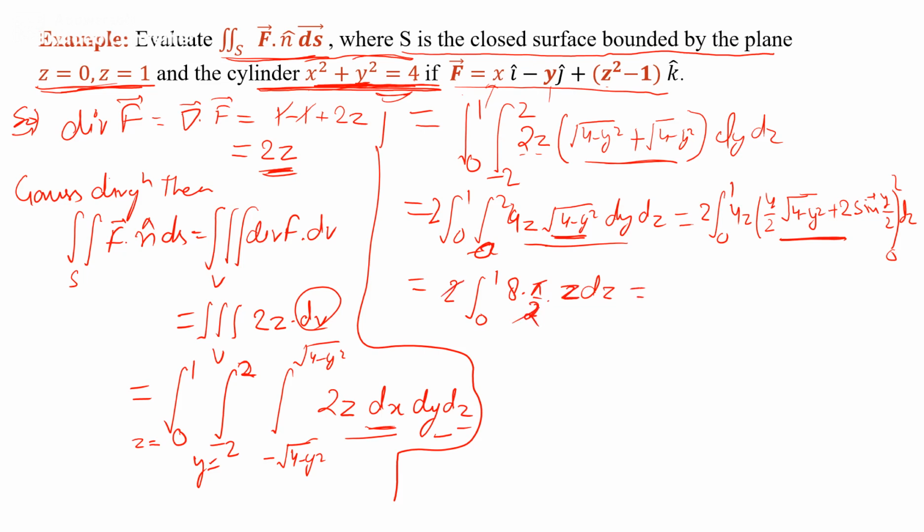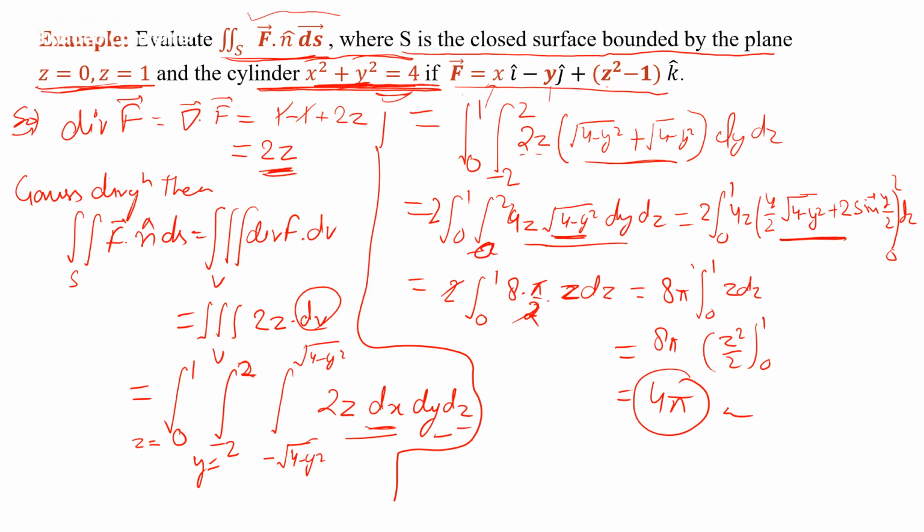Now that becomes 8 pi, which is constant, times the integral from 0 to 1 of z dz. When we take the integration with respect to z, we write 8 pi z square by 2 from 0 to 1, and finally we get 4 pi. In that way we can evaluate that integral by using the Gauss divergence theorem.